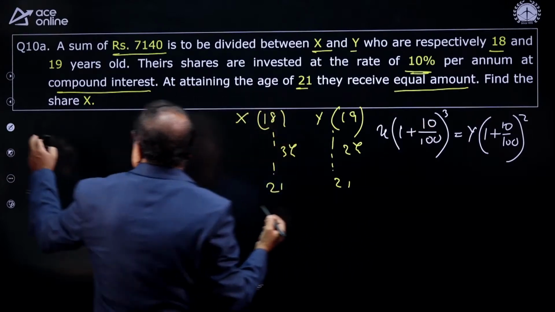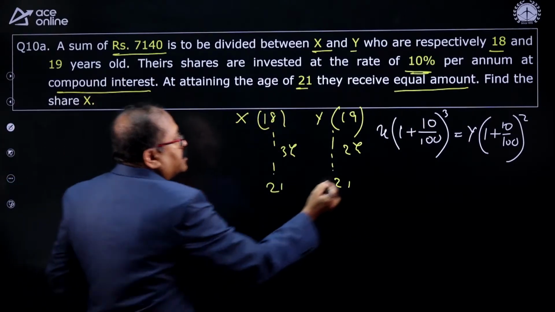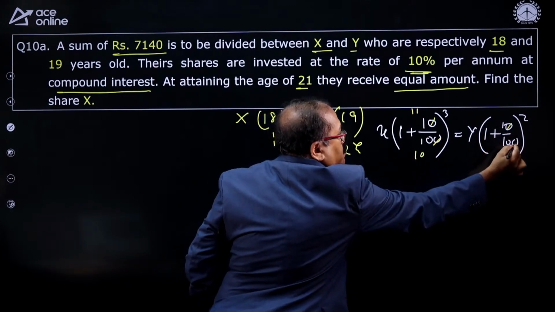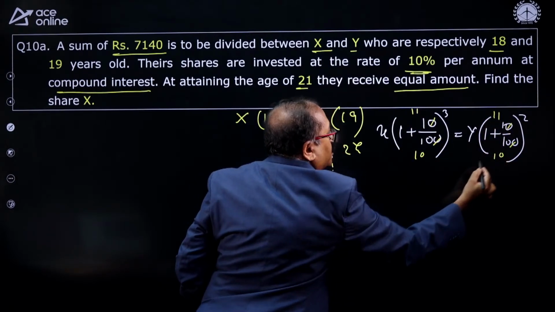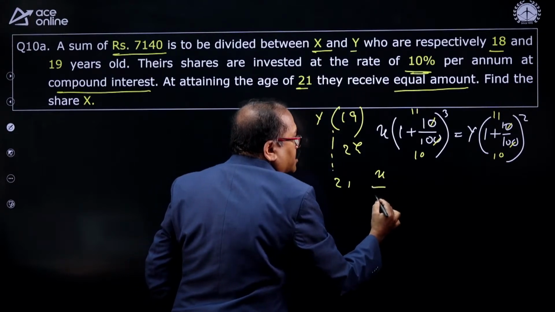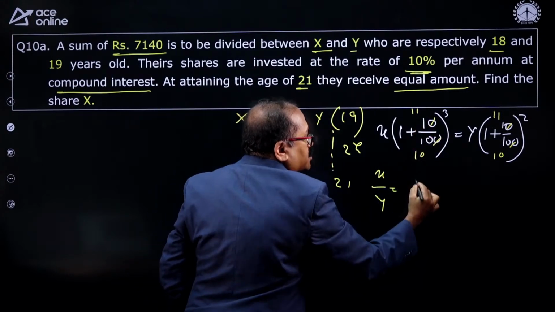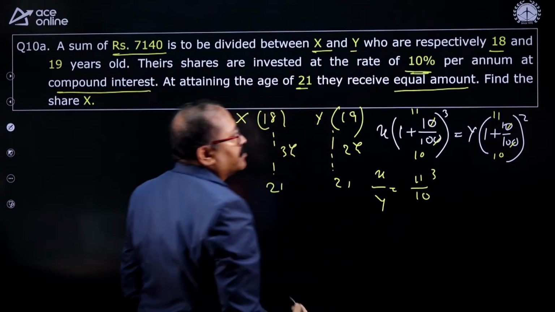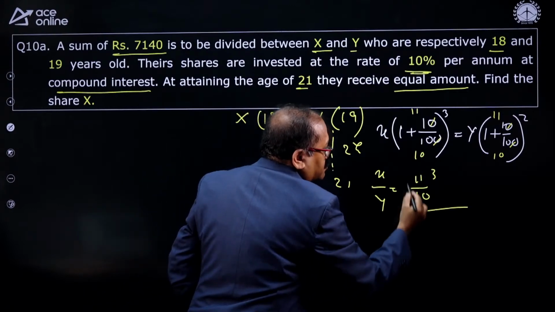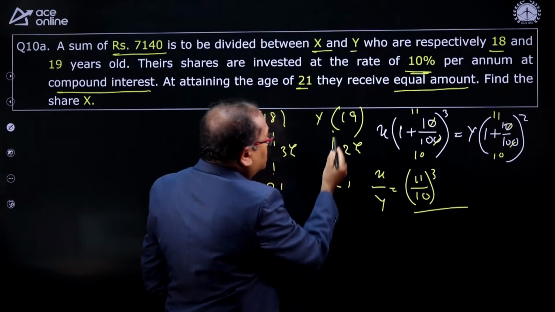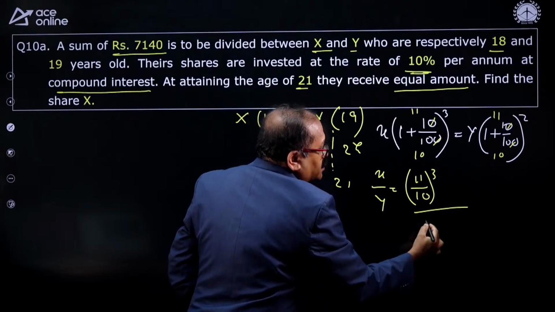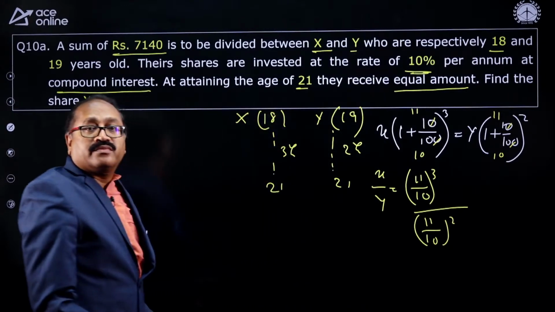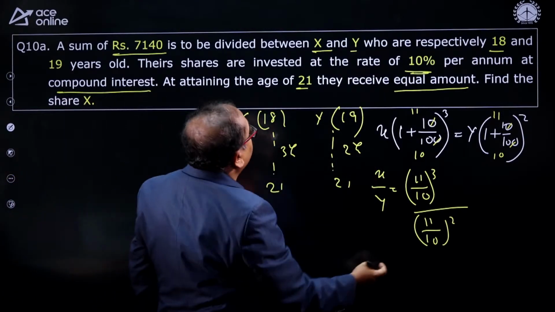Now, can I notice that here, this is 11 by 10 and here also this is 11 by 10. Now, what is X by Y? Can I get the ratio of the principal? So, this is 11 by 10 to the whole power 3 by, this is for 2 years, right? Y. So that is 11 by 10 to the whole power 2.